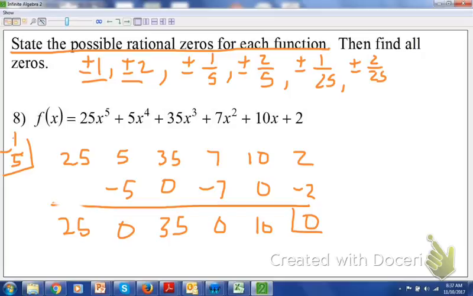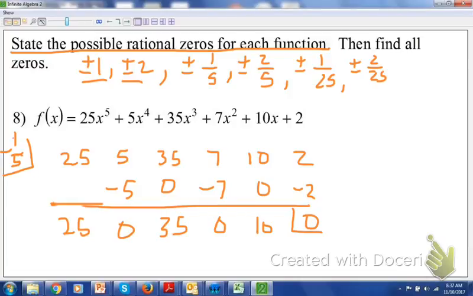Zach 1, everybody else 0. 10 peso points. 10 peso points.